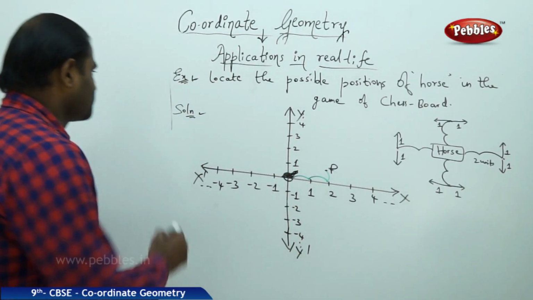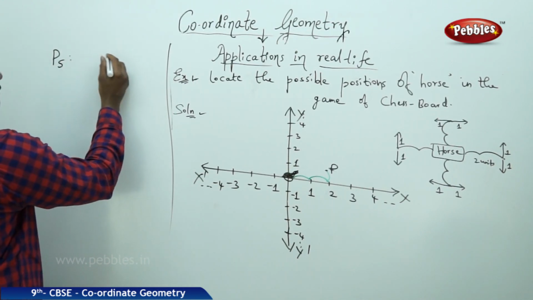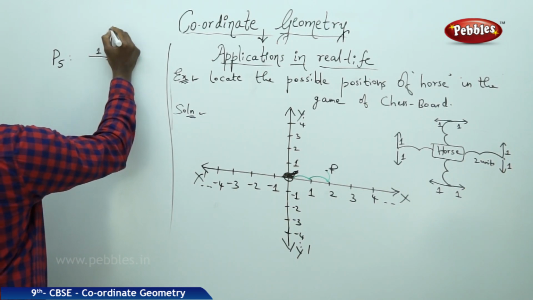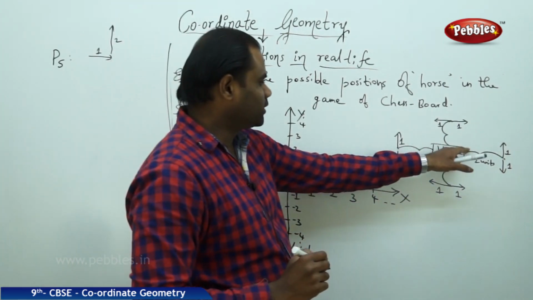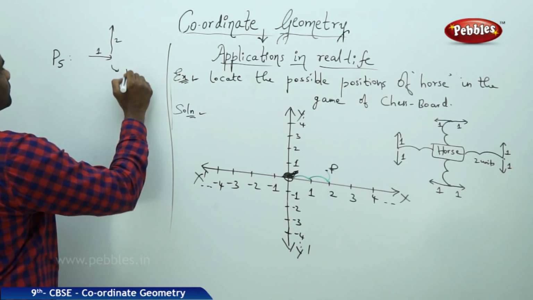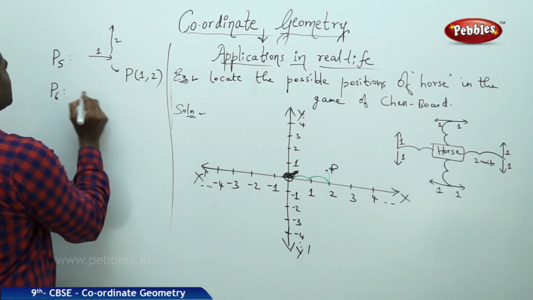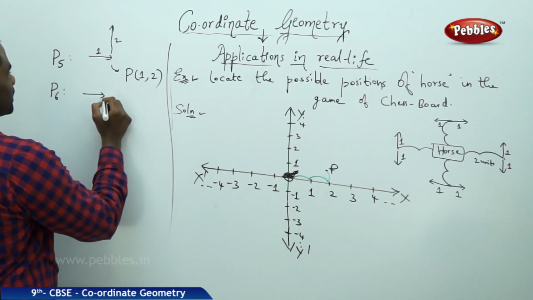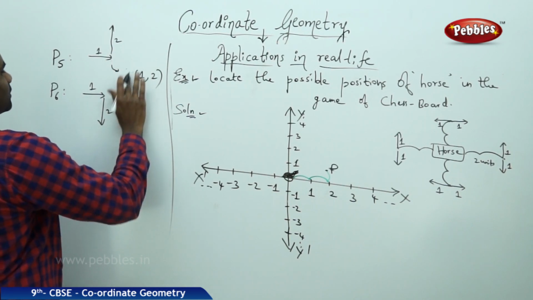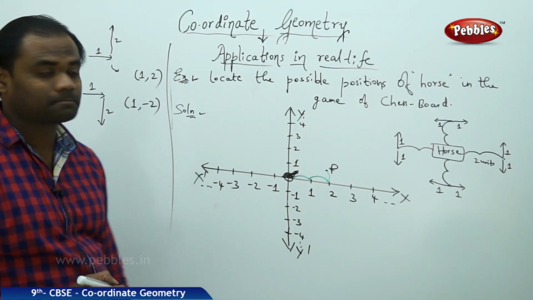Now here we have the vertically moving position of the horse, where my P5 is when the horse moves 1 unit right and 2 units up. So the horse moves 1 unit right and 2 units up, and then I get the coordinates (1, 2). Similarly, my next coordinate is when the horse moves 1 unit right and 2 units down. So I have my coordinates which are given by 1 unit right and 2 units down, and hence (1, -2).